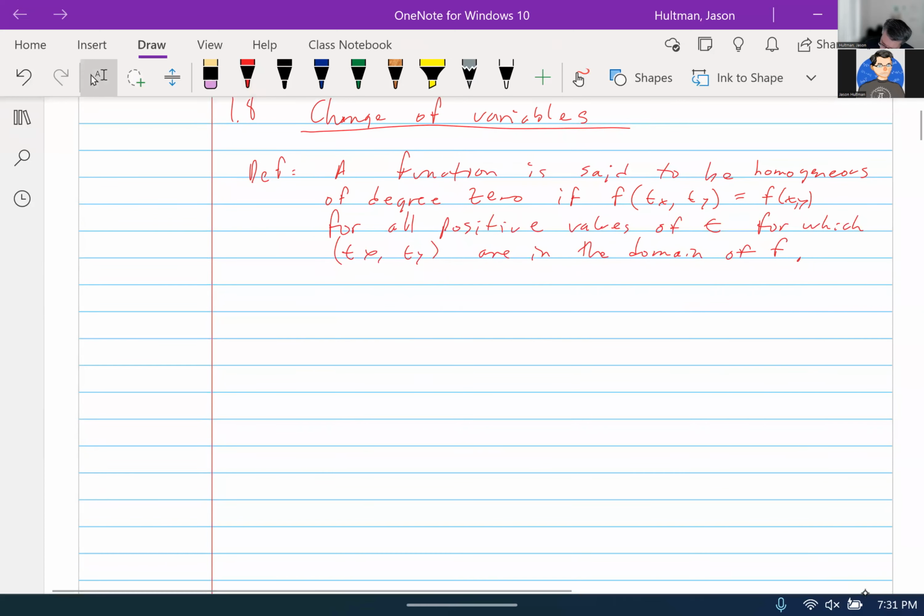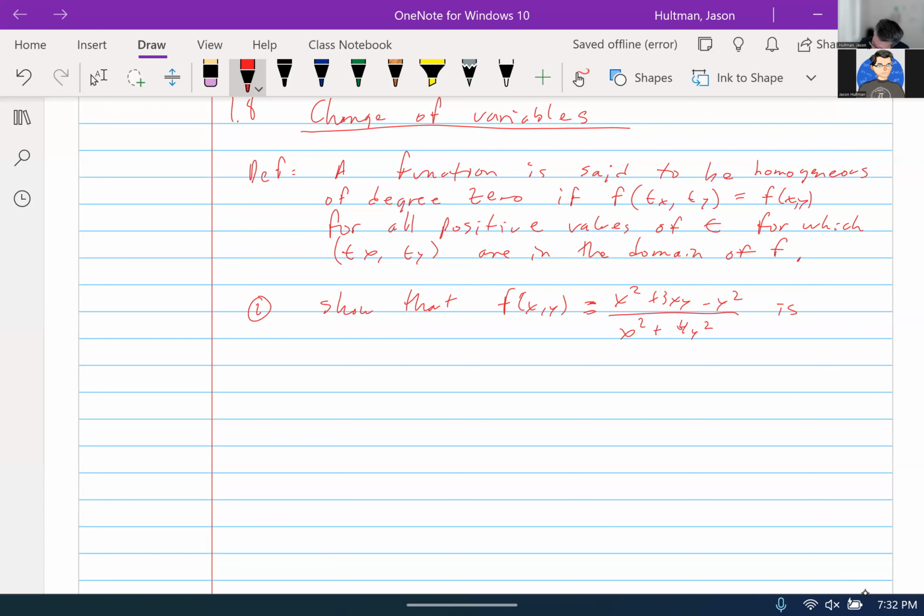Okay, let's do an example of this. Show that f of x, y equals x squared plus 3xy minus y squared all over x squared plus 4y squared is homogeneous of degree 0. Okay, so is it homogeneous?